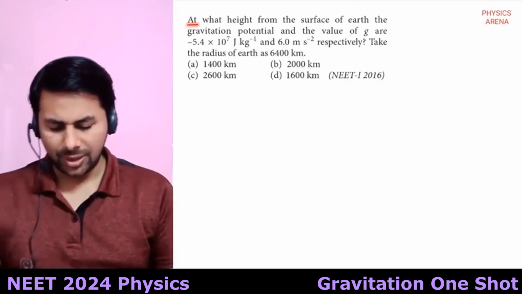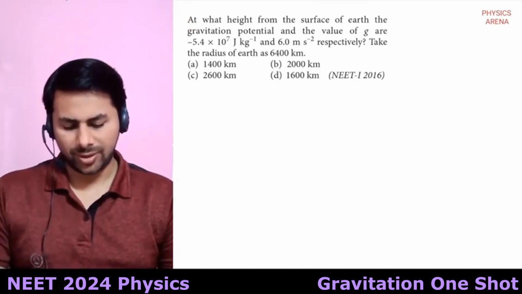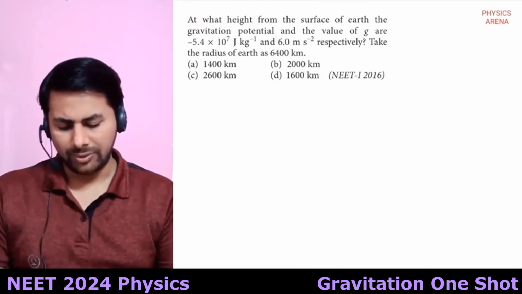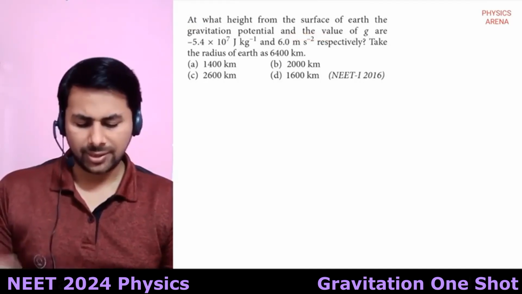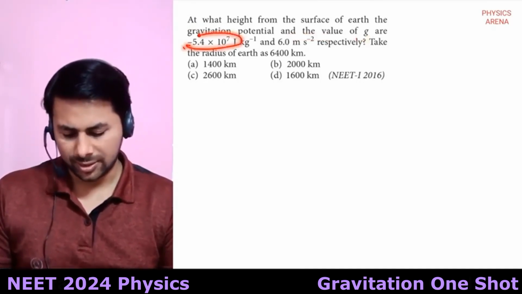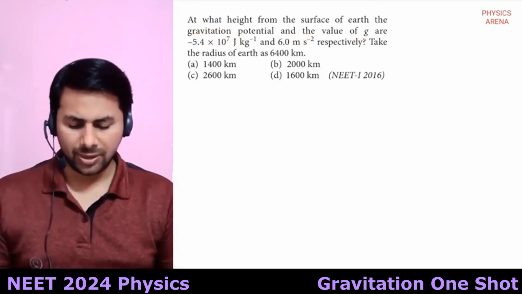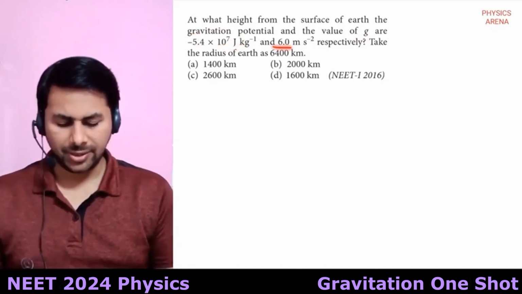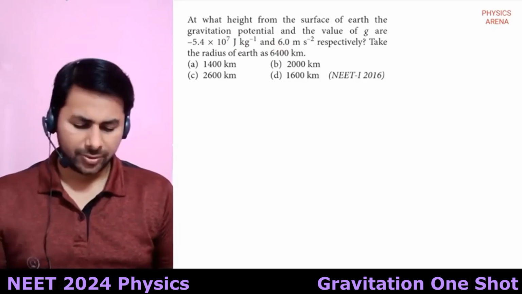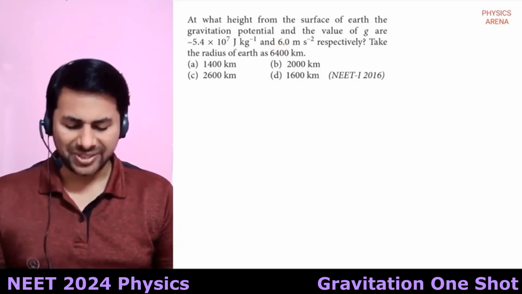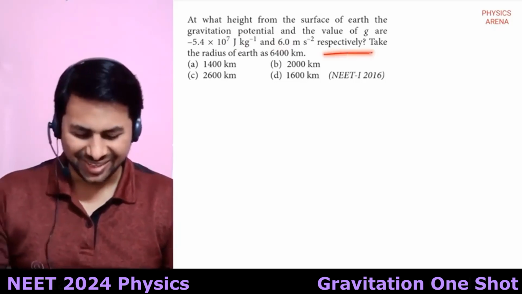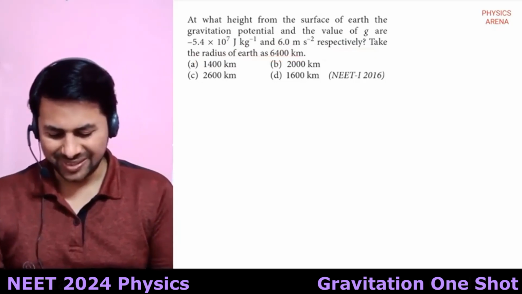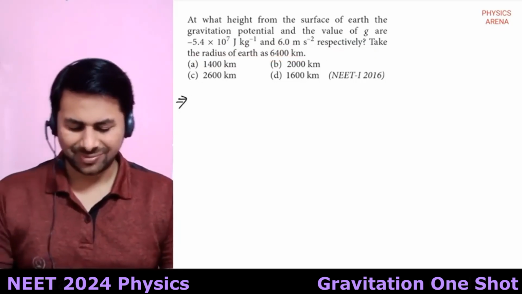So next question. At what height from the surface of Earth are the gravitational potential and the value of g minus 5.4 into 10 raised to 7 joules per kg and 6.0 meter per second square respectively? Take the radius of Earth as 6,400 kilometers.